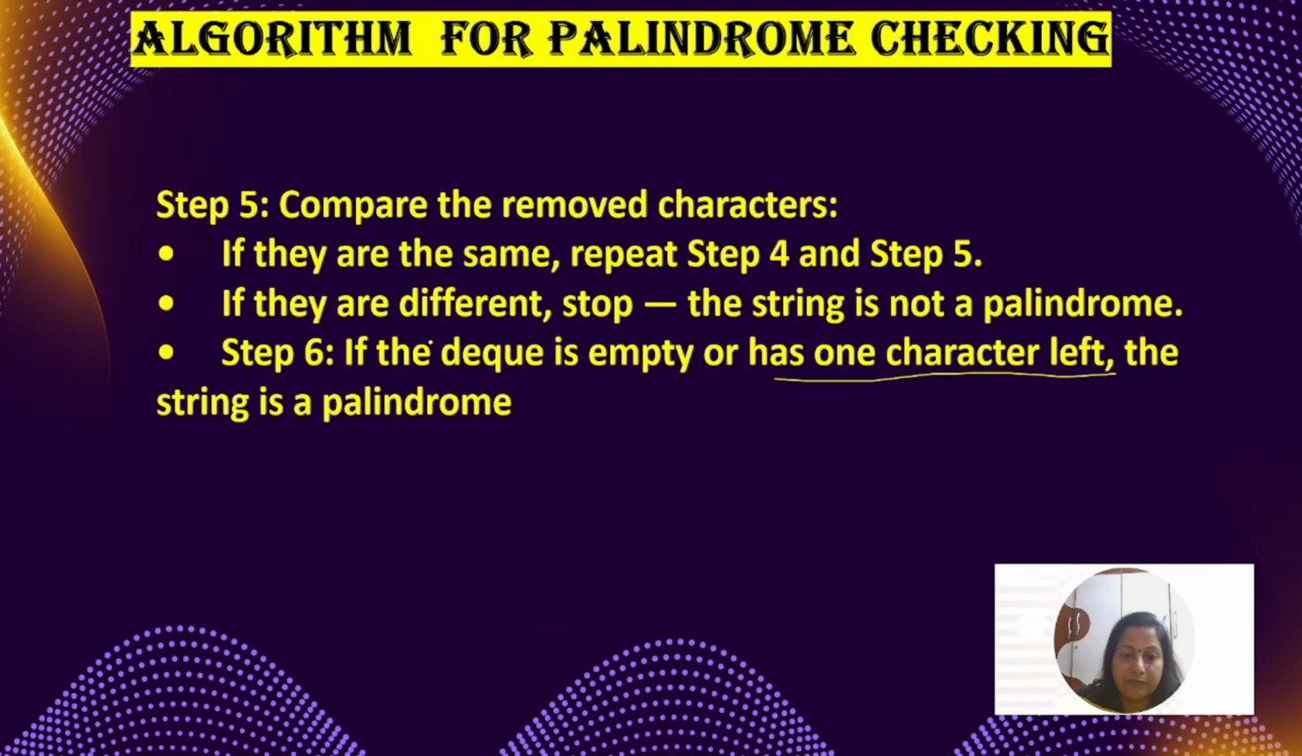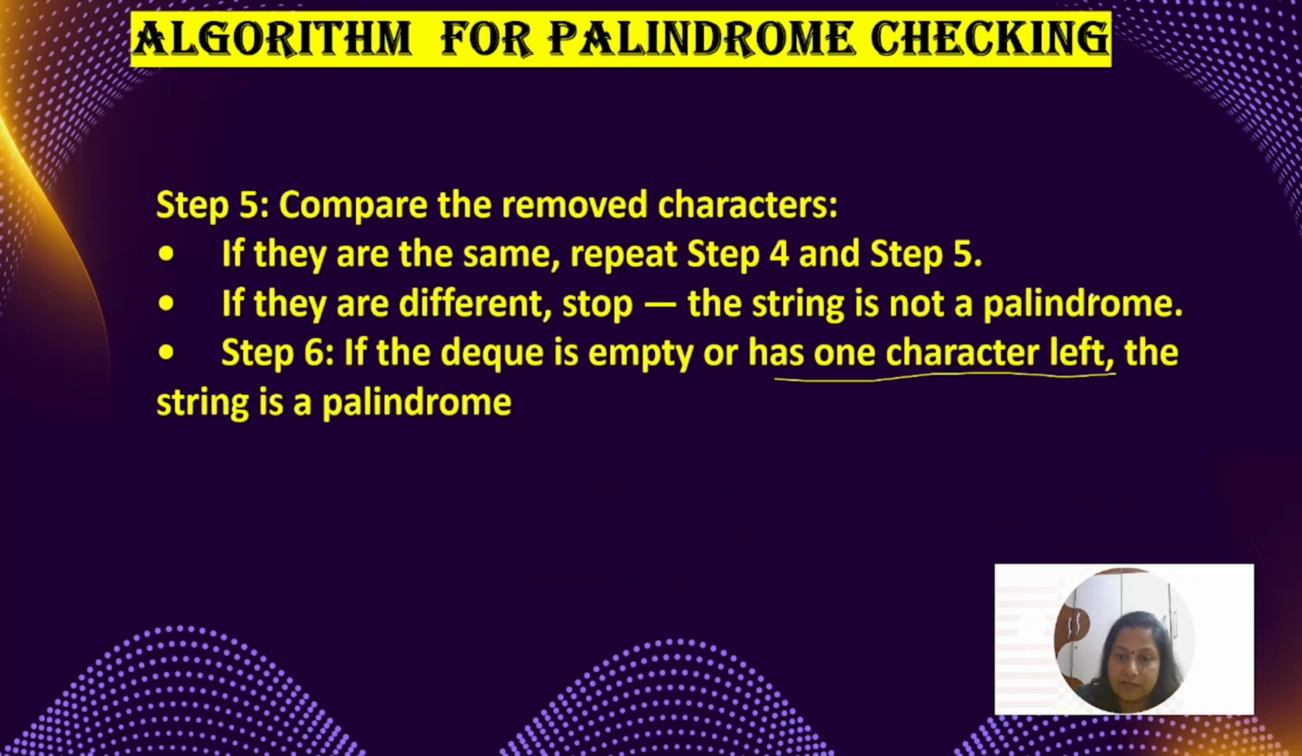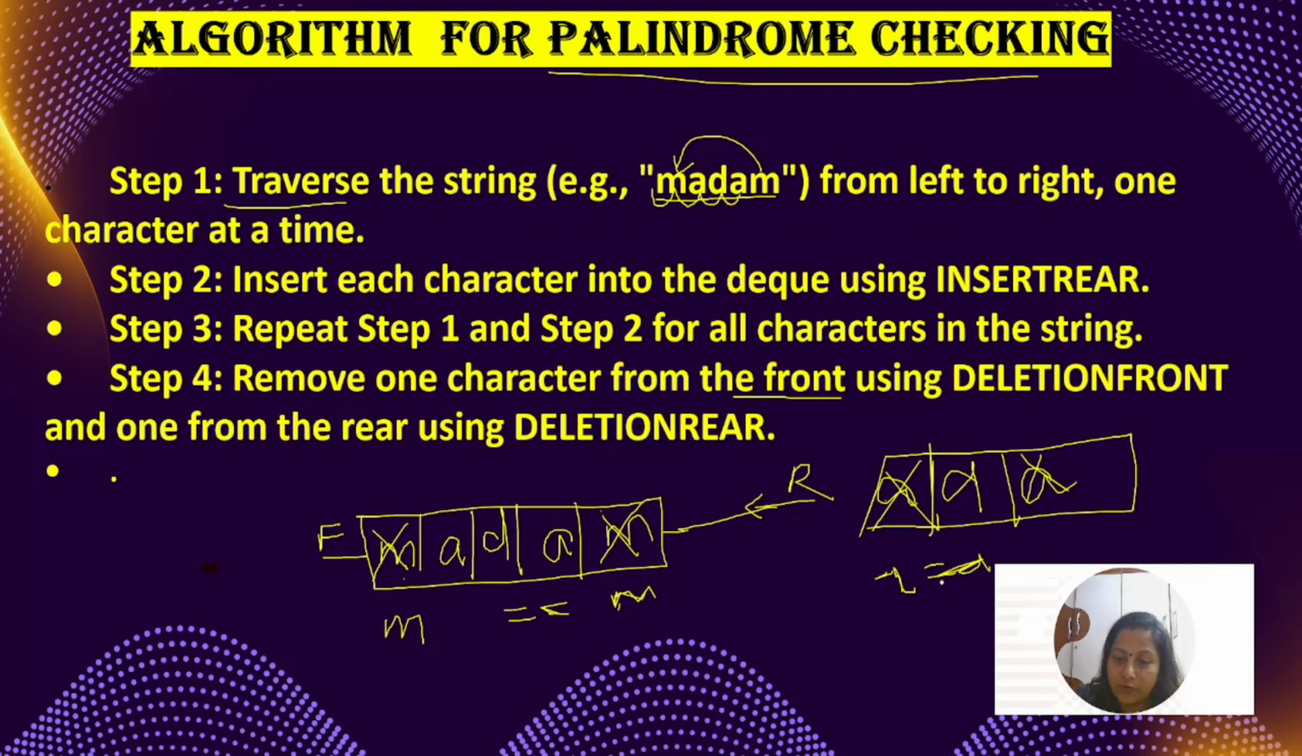After that, what? If they are different, stop. So the first time both are equal, but if they are different, you have to stop and mention that the string is not a palindrome. In the second comparison also, if they are not equal, then also you can stop. Now what is there in the deck? You will be having only D remaining in the deck.